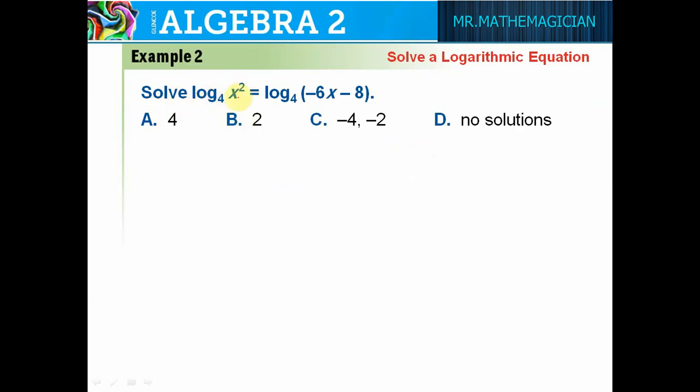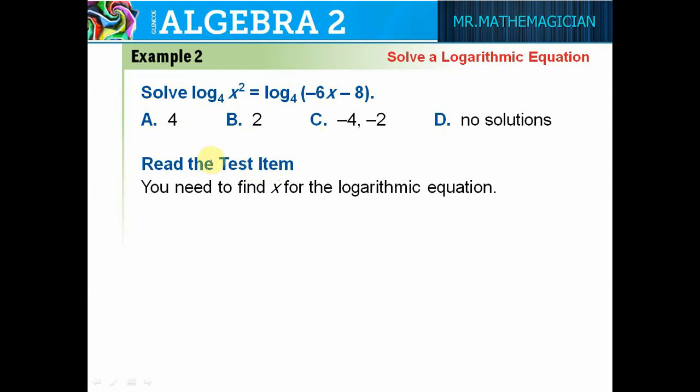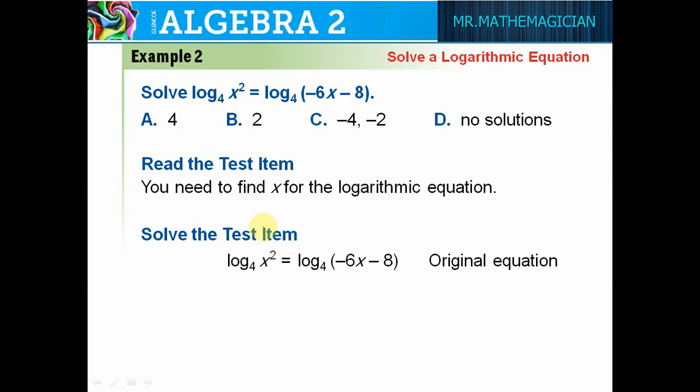We have here log x power 2 to the base 4 equals log negative 6x minus 8 to the base 4 also. And we need to know whether it's a, b, c, or d, which is the value of x, of course. Now you need to find x for the logarithmic equation. So let's try to solve the problem.